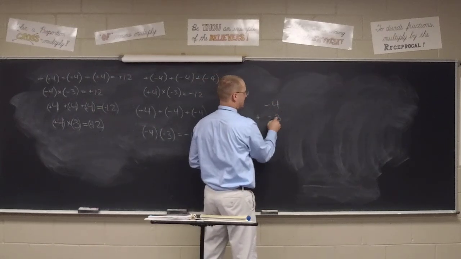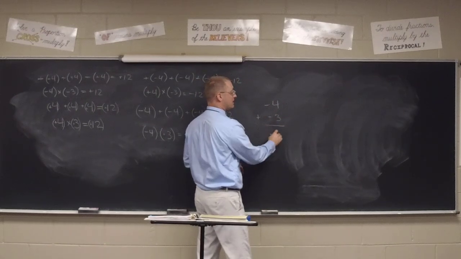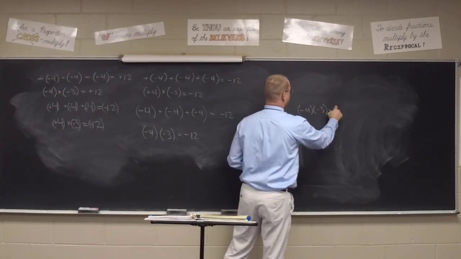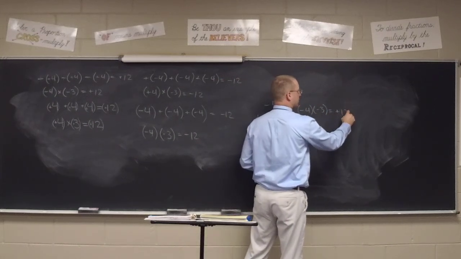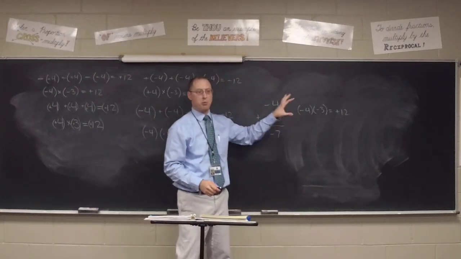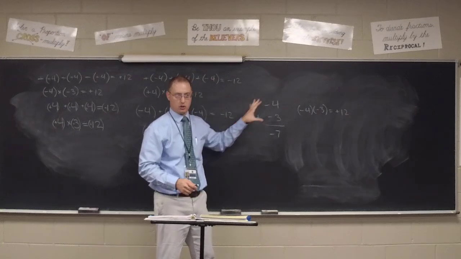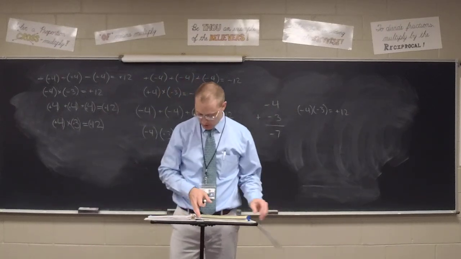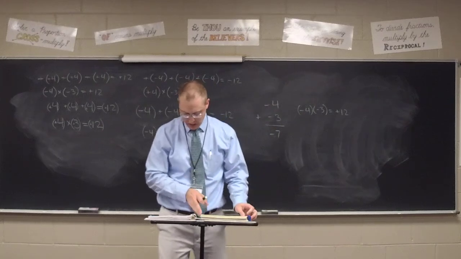-4 plus -3 gives -7: add and keep the sign. -4 times -3 gives +12, because you automatically get a positive if the signs match. We've got to be able to keep those two processes straight and keep those sign rules straight. That's where you may struggle here. Okay, so those are your two basic rules.